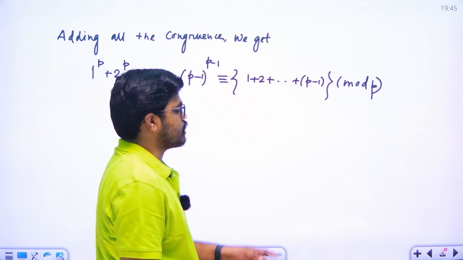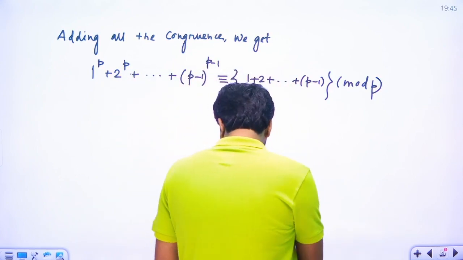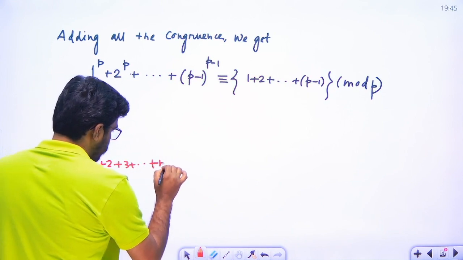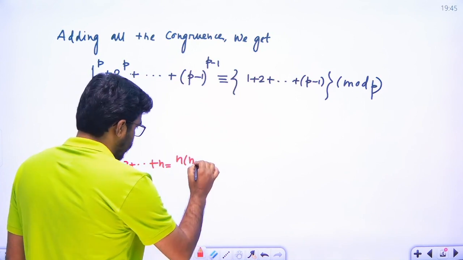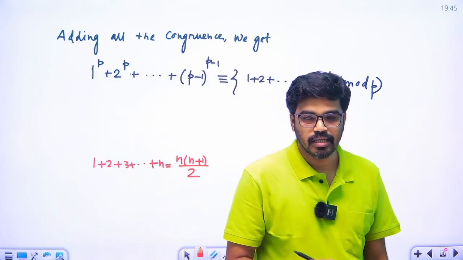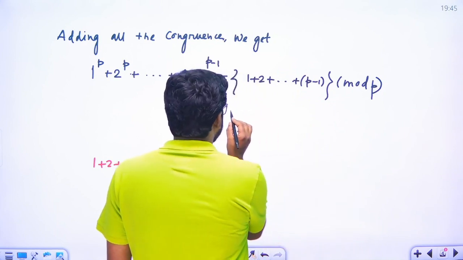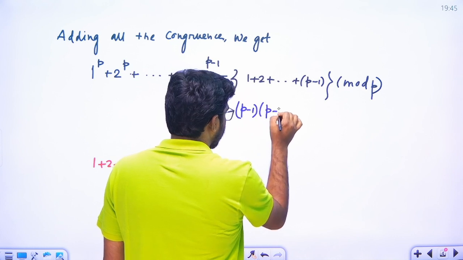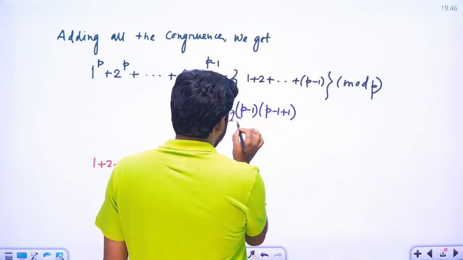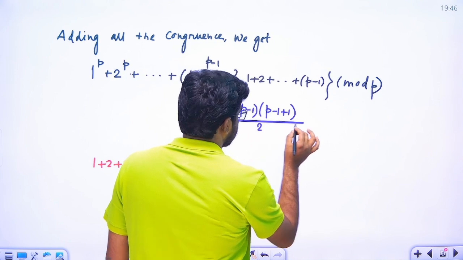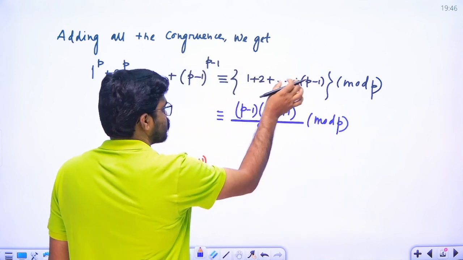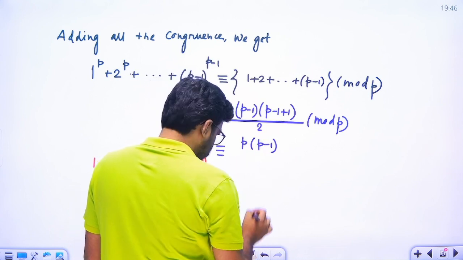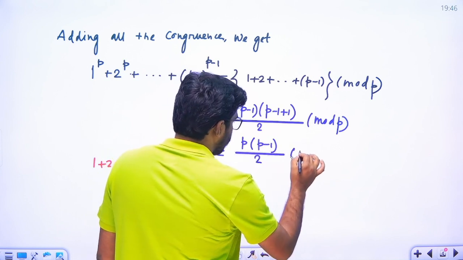Now just see 1 plus 2 plus 3 plus and so on up to n, this will be n into n plus 1 divided by 2. We know this result. So this is congruent to 1 plus 2 plus and so on up to p minus 1. So ultimately what we get? p plus 1 minus 1 cancel, so ultimately we get p into p minus 1 divided by 2 modulo p.